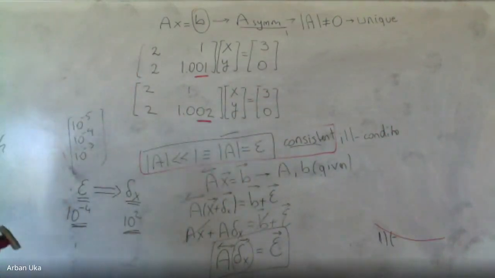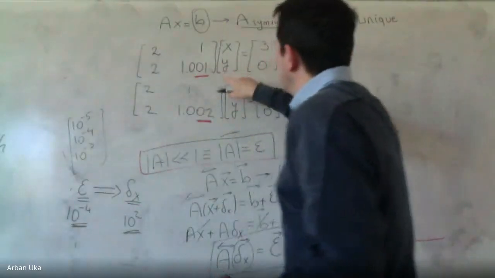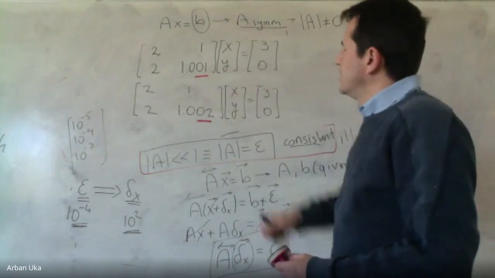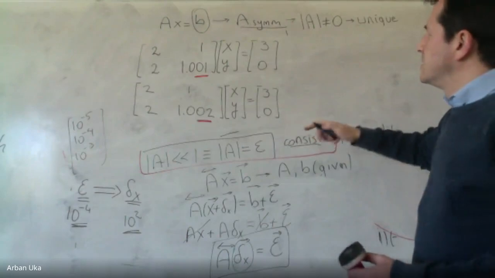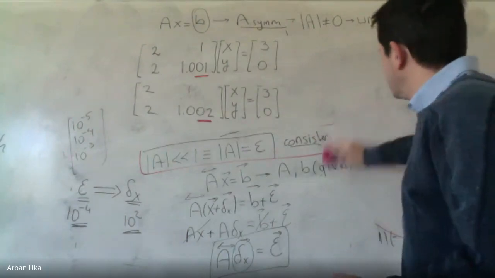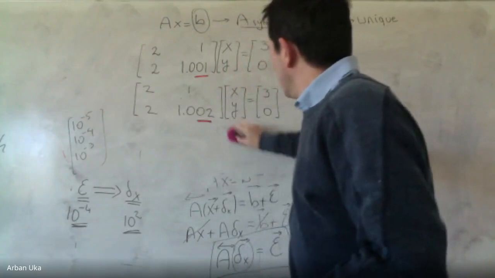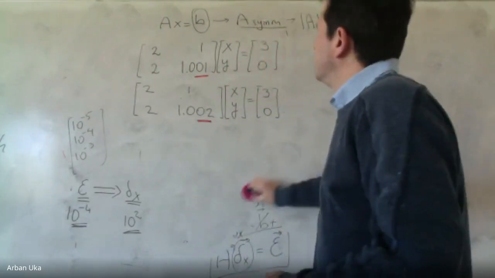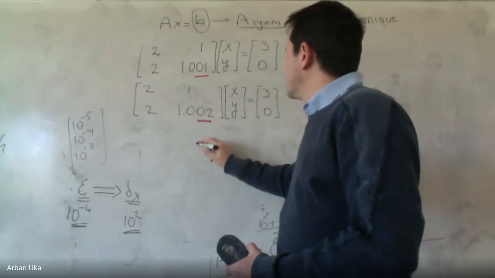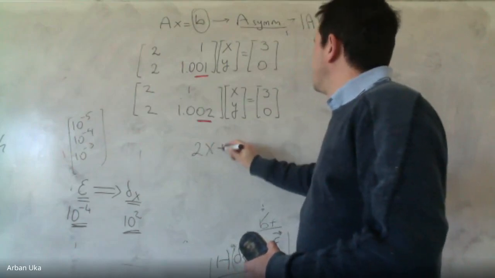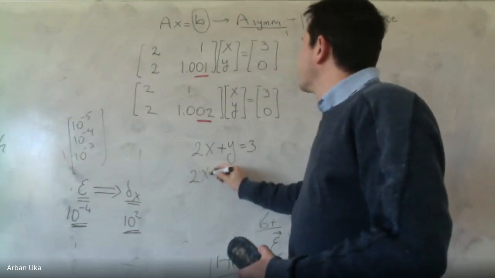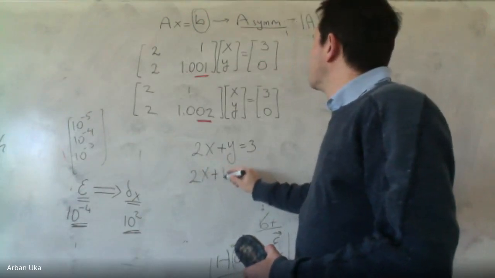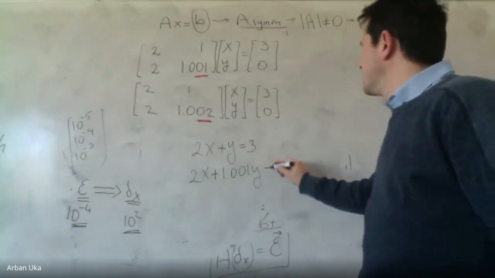So we want to know how much does the answer vector change if we do this minimal change here. Now we can do this one on the board. It's easy. We can have here 2x plus y, this is equal to 3. Then the other equation is 2x plus 1.001y, this is equal to 0.